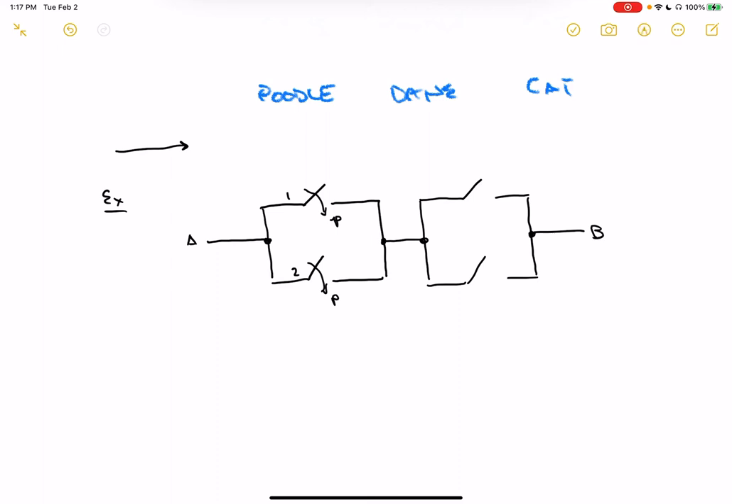And I'm going to talk about these switches. I'll let the one on top be switch number 3 and the one on bottom be 4. And I'm going to let them have a closed probability as well. And I'm going to call their closed probability something different. So I'll go ahead and give that a letter Q. And so Q would also be something between 0 and 1.